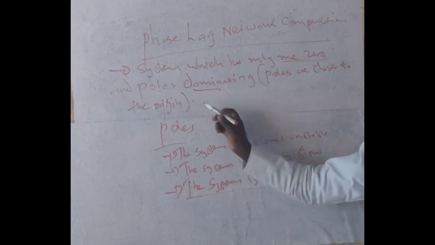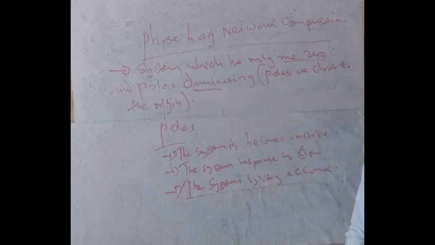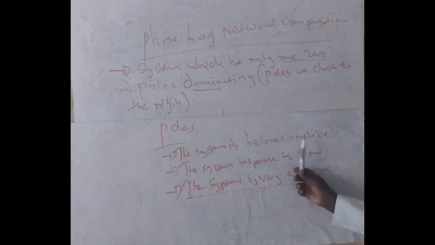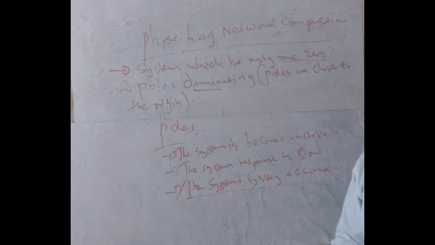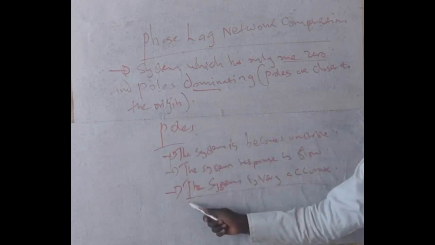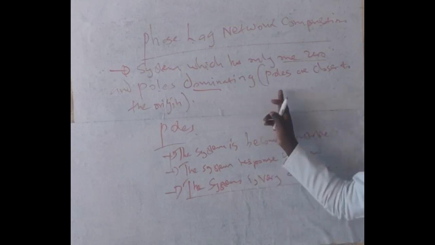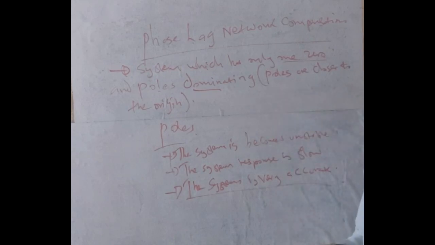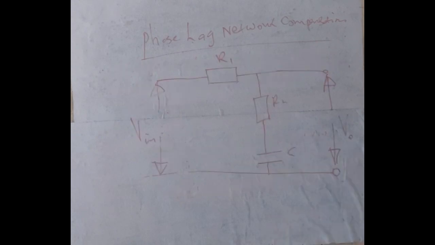So for the phase lag, the pole is dominating, and the uniqueness is that the system is very accurate, though it has some weakness, and one is the unstable system. Of course, it will be combined with other systems to improve the stability and the speed of the response. But the one feature to be noted is that the system is very accurate, and the pole appears to be at the origin of the S plane. So let's see the diagram.